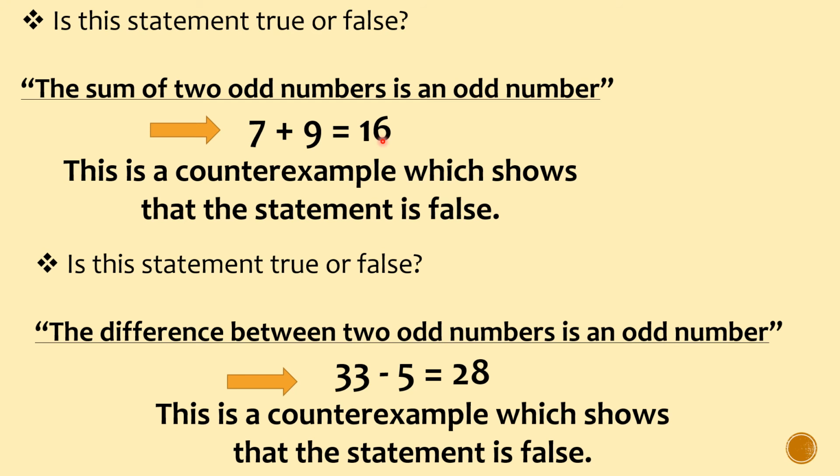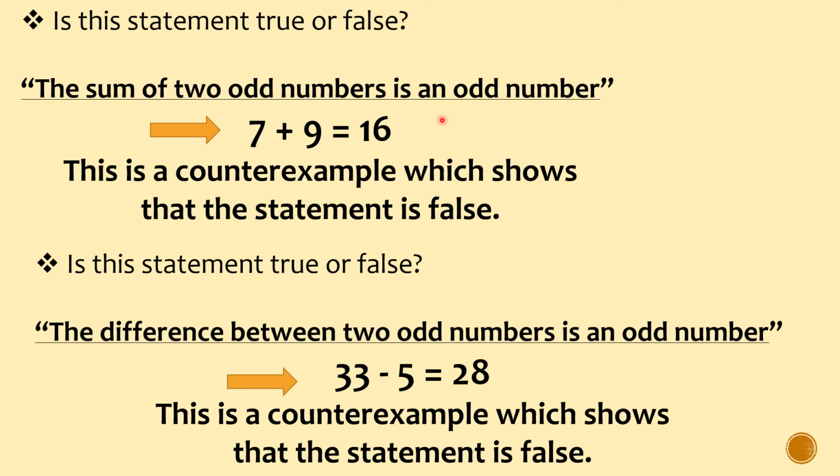Is 32 an odd number? No, 32 is not an odd number. 3 and 2. Digit 2 in the ones place is an even number. That means 32 is an even number. But my statement was saying the sum of two odd numbers is an odd number. This means no matter how many examples I consider, all the examples are showing that the statement is false.